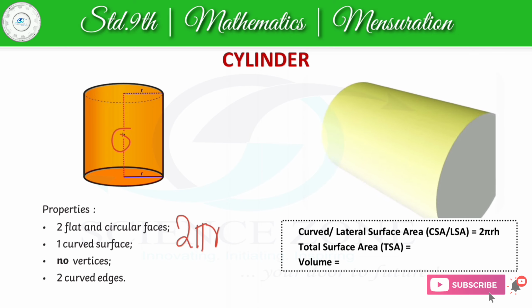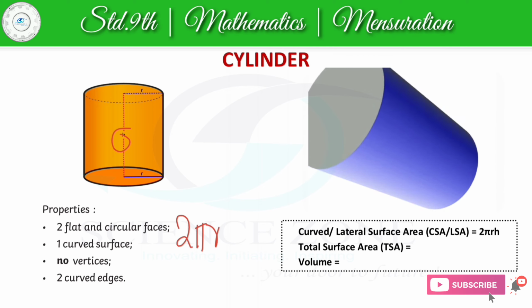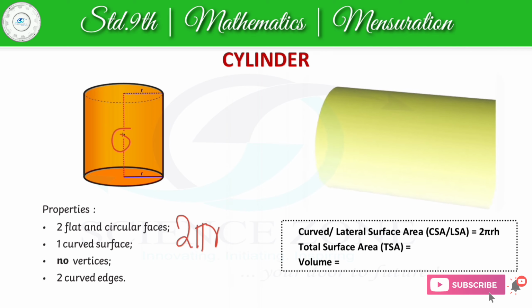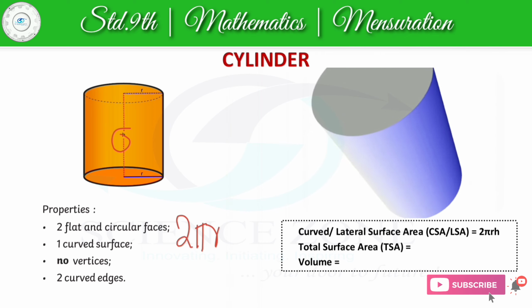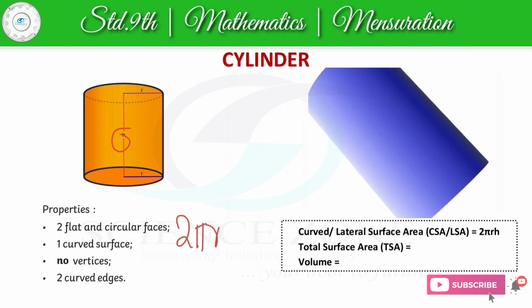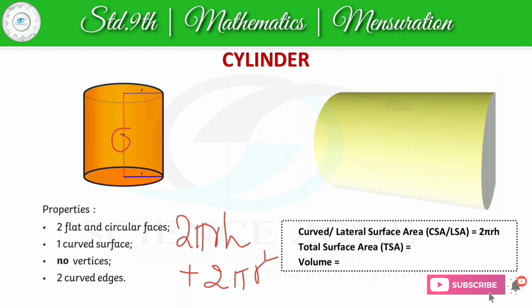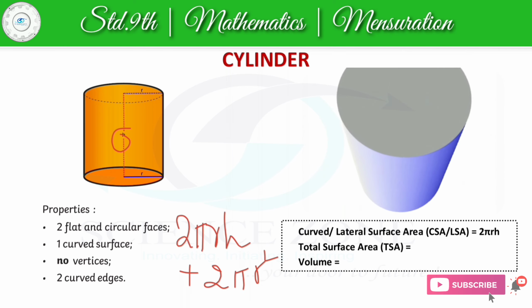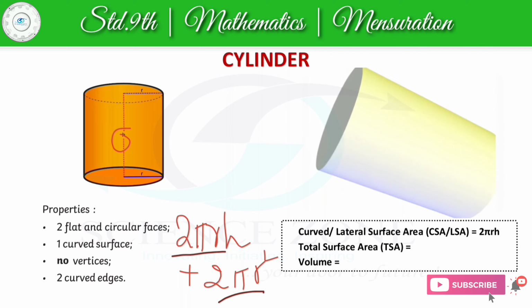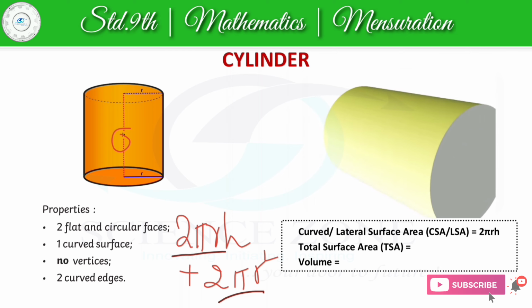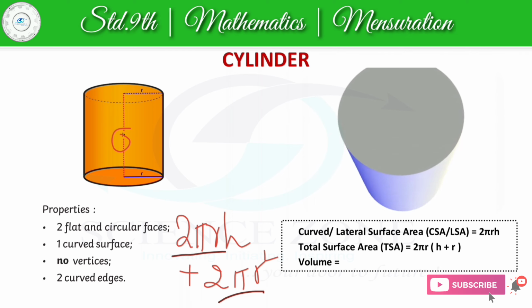Now to find total surface area, we have to add the area of top and area of bottom. In the case of cylinder, the top and bottom are circles. The area of a circle is pi r square. So to find total surface area, we have to add the areas of the circles to the curved surface area. There are two circles, so we have to add 2 pi r square. Now we can clearly see that 2 pi r is common in both the terms. So we take 2 pi r common and then we'll get our formula for total surface area, which will be 2 pi r into (h plus r).